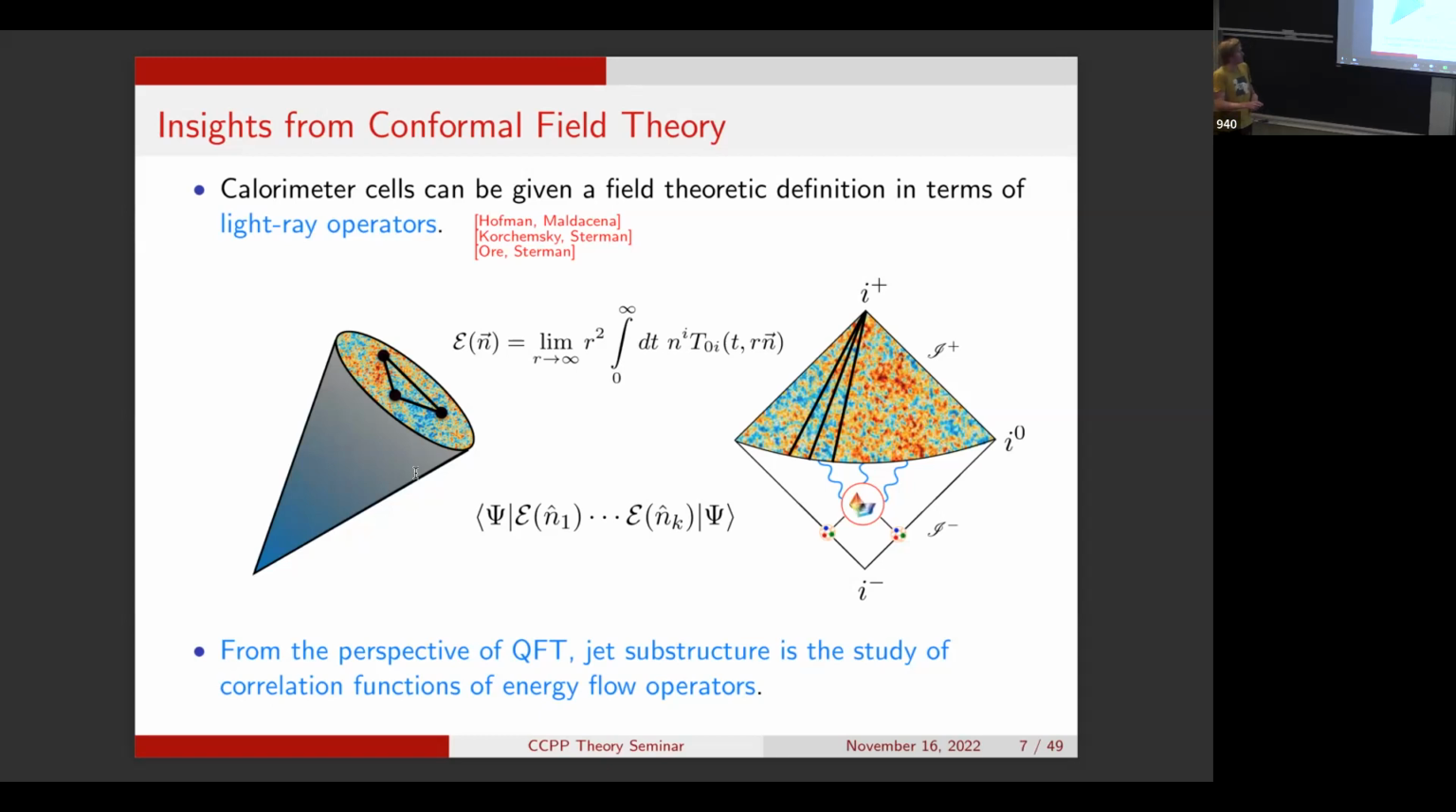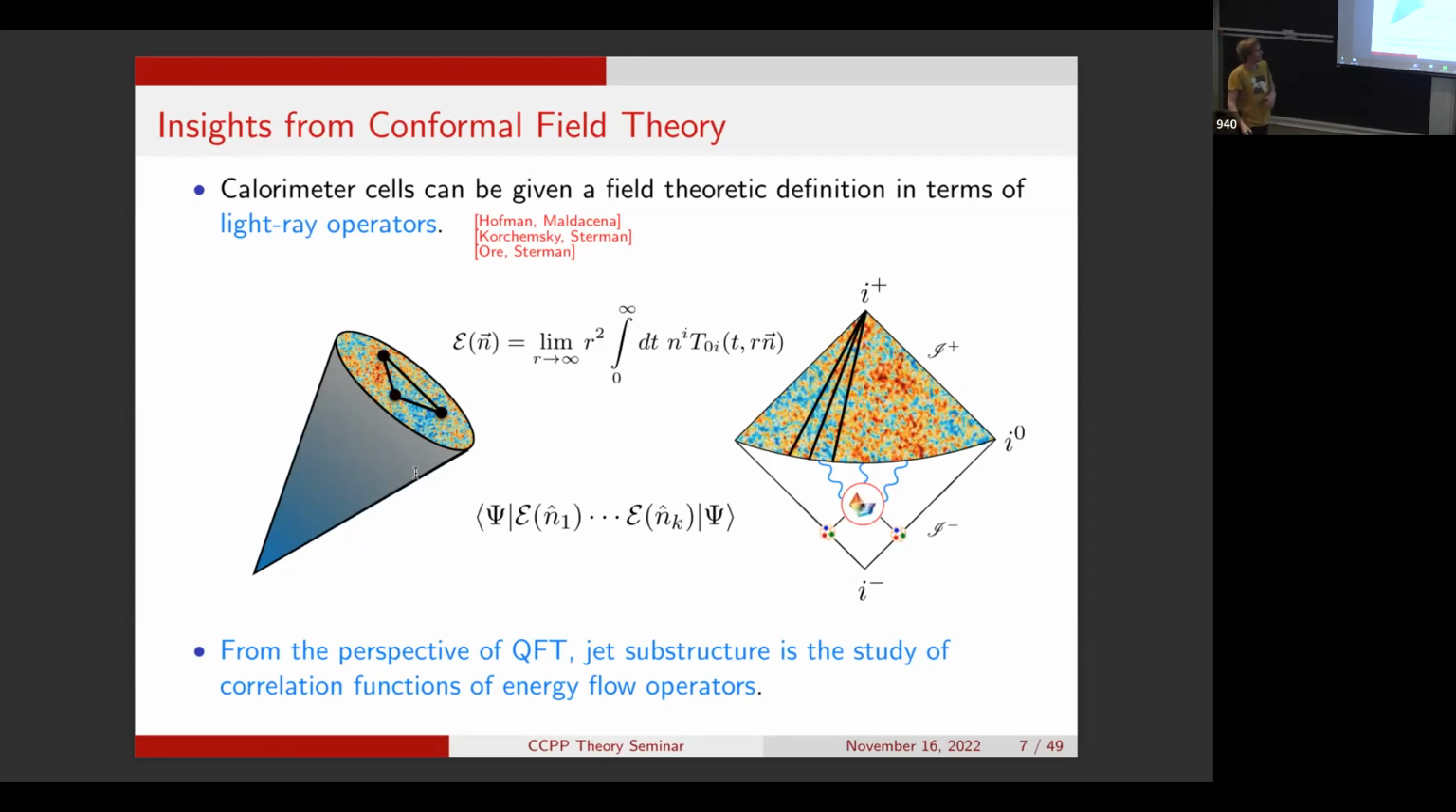All you do is take the stress tensor of your theory and dot it into some particular direction, which is the direction of the energy flow you're looking at, or the direction of the calorimeter. Then you integrate over all times, because you imagine the LHC or whatever is just running in the background, and you're integrating over all the energy that comes through, and then you move it off to asymptotic infinity.